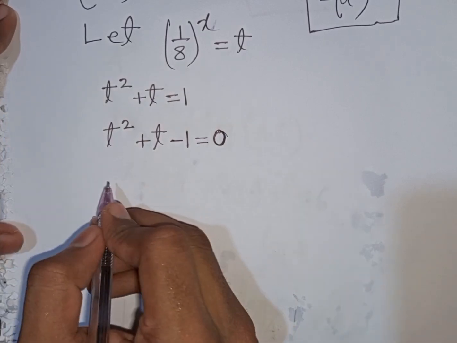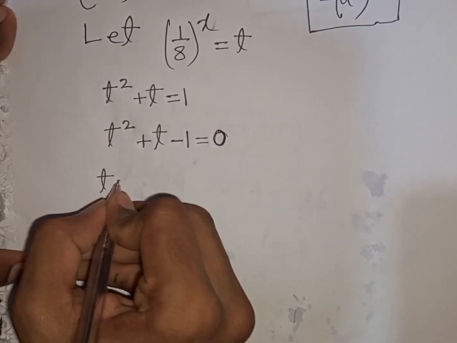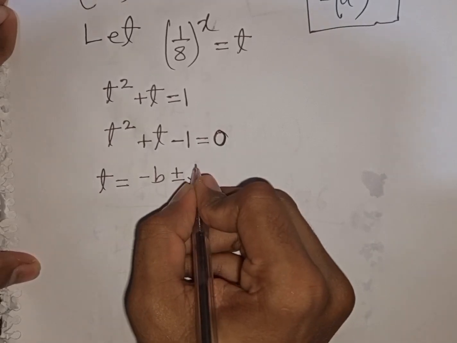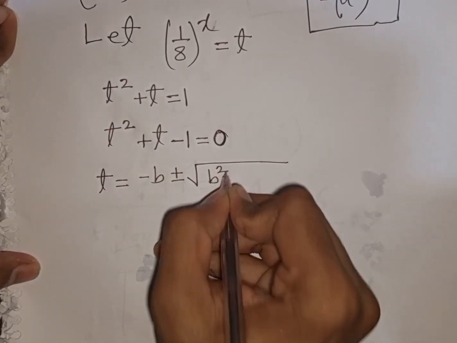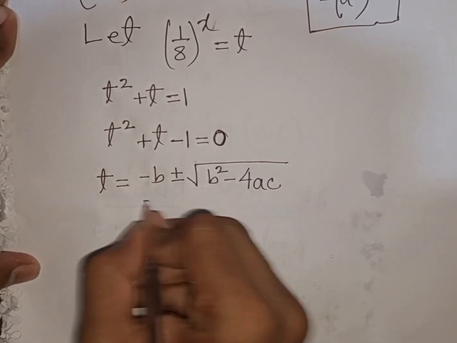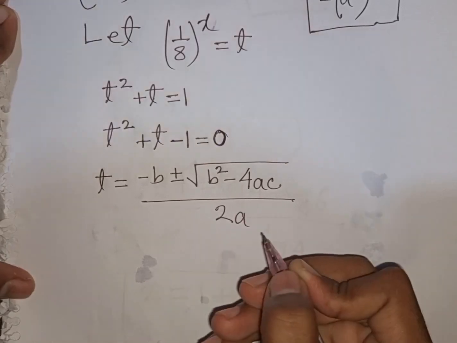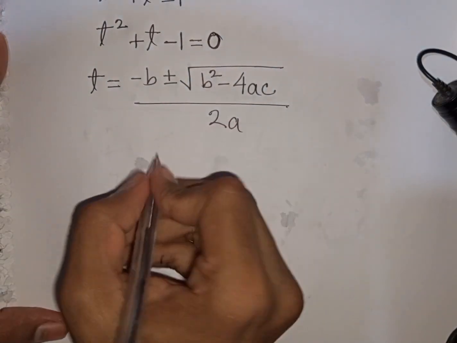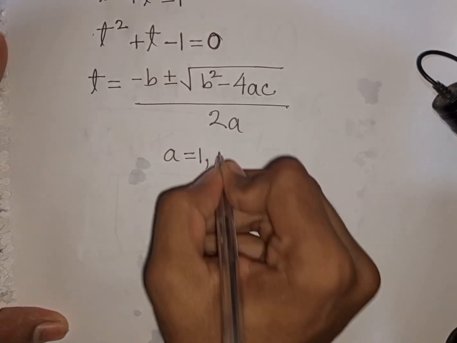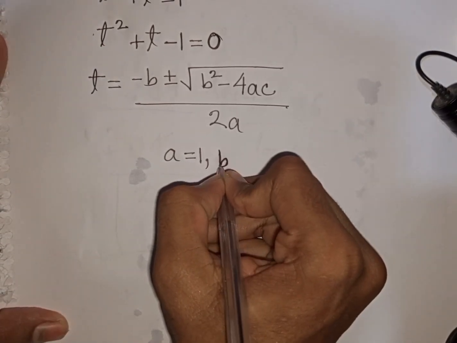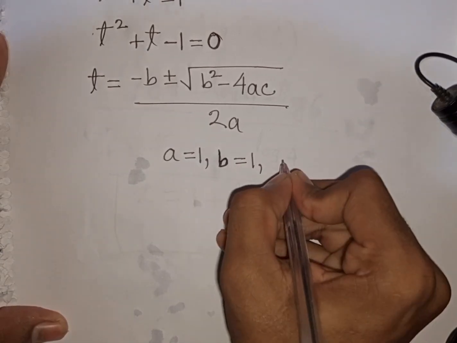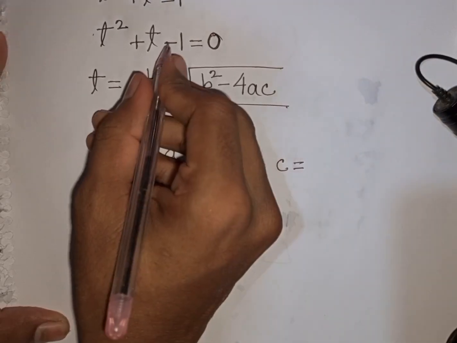Now, here I can apply the quadratic formula. So, I can write here t is equal to minus b plus or minus a square root of b square minus 4ac divided by 2a. Here a will be equal to 1, then b will be equal to 1, after that c will be equal to negative 1.